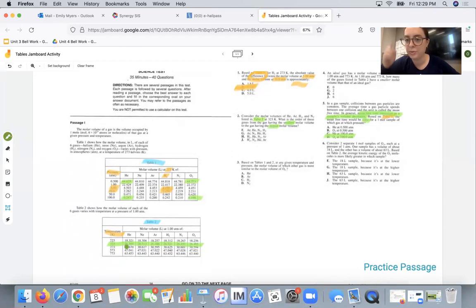I would just try to figure, okay, which one's the smallest? Which one's the second smallest? That tells me what the answer is. You can move quickly. Okay, so which one has the smallest volume at 323 Kelvin?